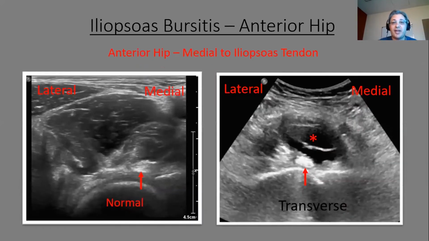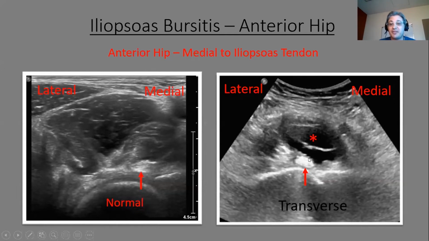Let's jump to the ultrasound imaging. The iliopsoas bursa is going to be located, as we mentioned, anterior and medial to the iliopsoas tendon. And here we see the iliopsoas tendon as this echogenic structure sonographically, as all tendons should be sonographically. In this patient without iliopsoas bursitis, we see no mass in the expected location of the iliopsoas bursa.